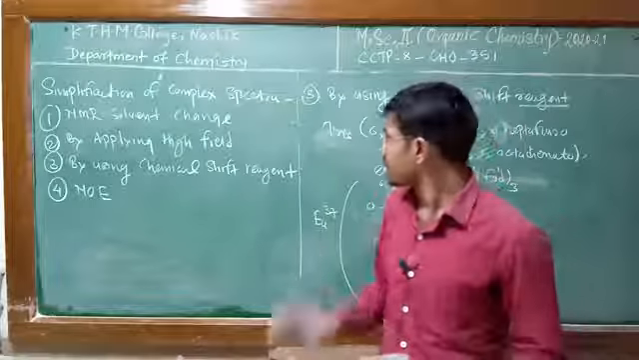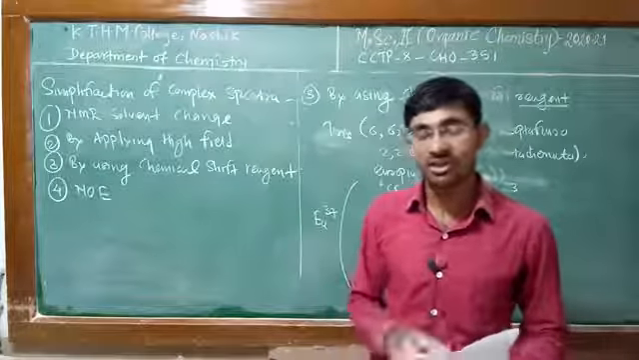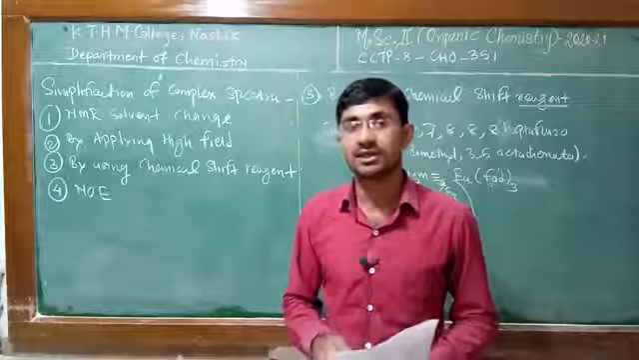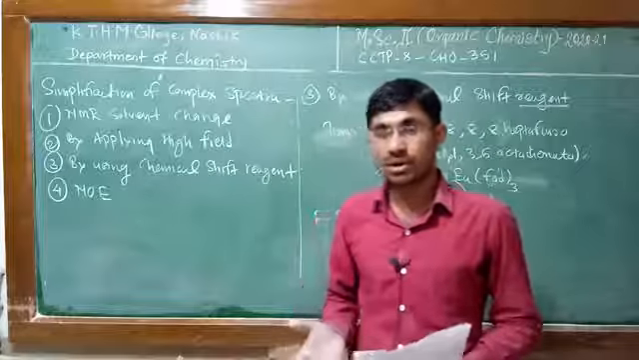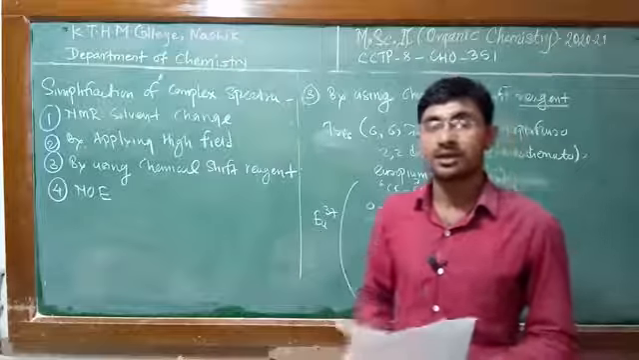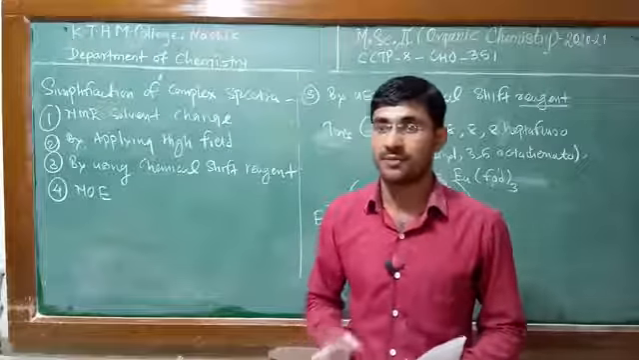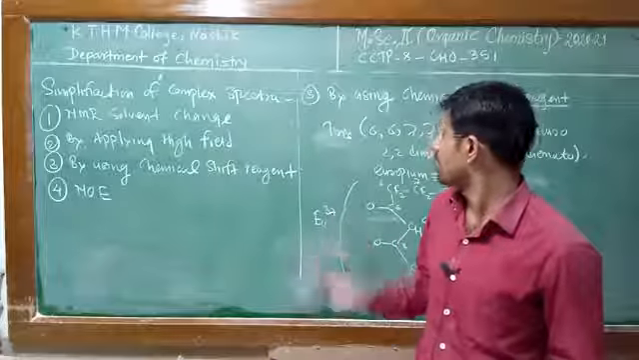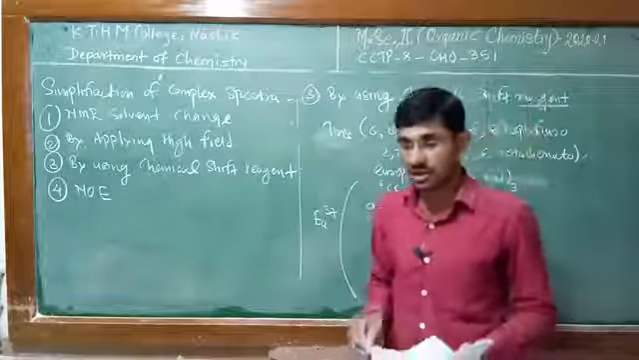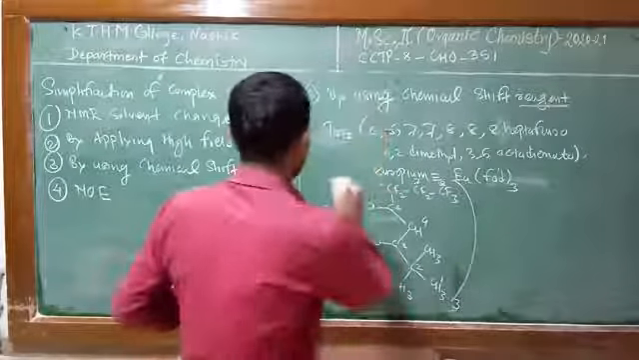So what is the advantage of this chemical shift reagent? Without purchase of a high field NMR instrument, we can shift the resonance of the peak either upfield or downfield, means we can simplify the spectra without purchase of a high field NMR instrument. This is one of the advantages of this chemical shift reagent.